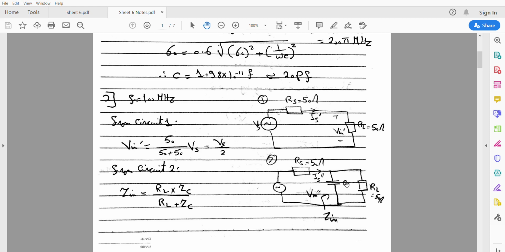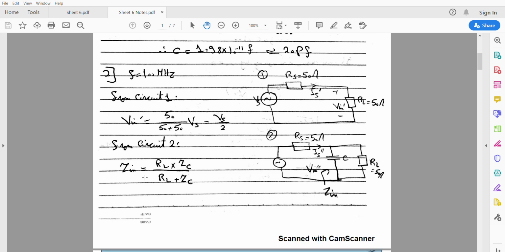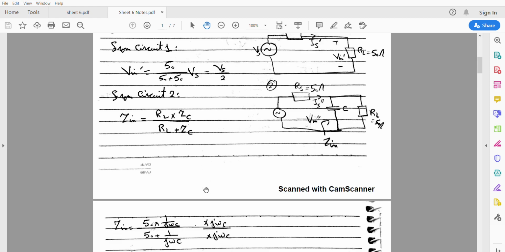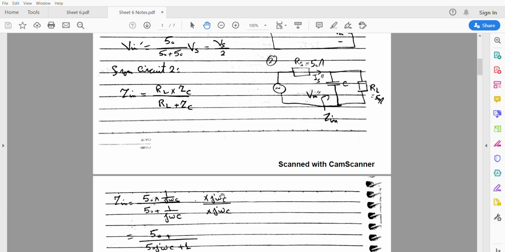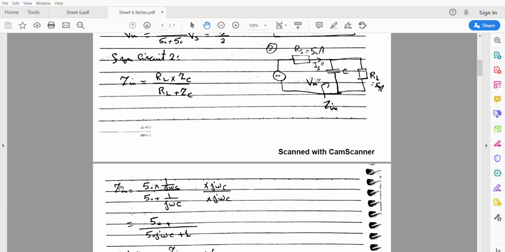While after adding a capacitor parallel to the load, we find that the input impedance from here is equivalent to this capacitor and this resistance in parallel. So the input impedance is equal to RL, the load resistance, multiplied by the impedance of the capacitor over the summation. Now we write the impedance of the capacitor as 1 over j omega c. Then we multiply by j omega c to remove this one and this one. So we get the input impedance equal to 50 over 50 j omega c plus 1.